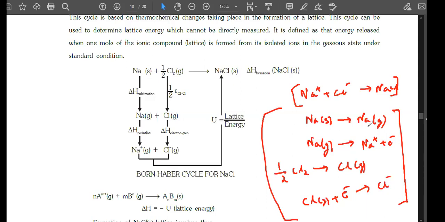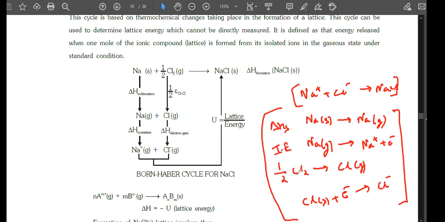Now solid is converting into gas. So this is delta H sublimation, right? Now tell me, what is this? Electron is lost. What is this? Ionization energy? Yes or no? This is ionization energy, right?